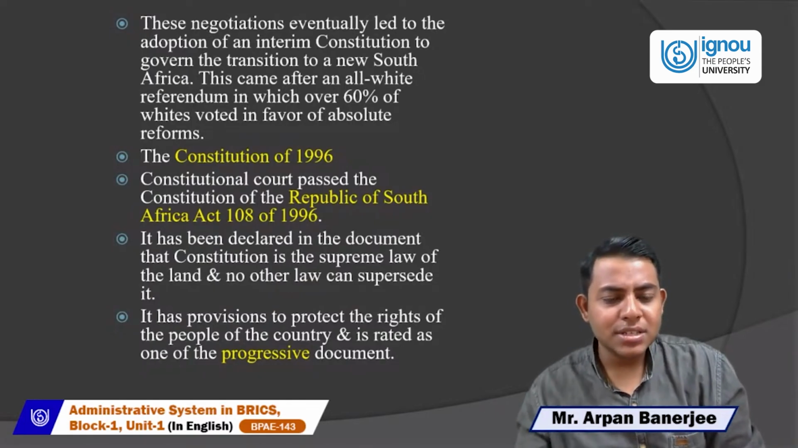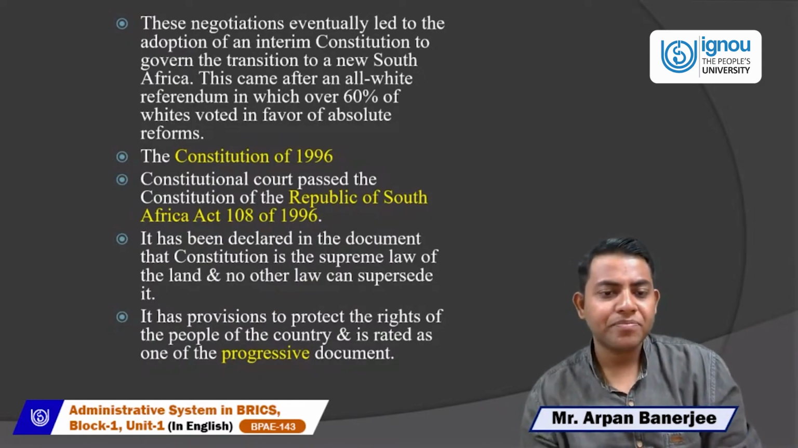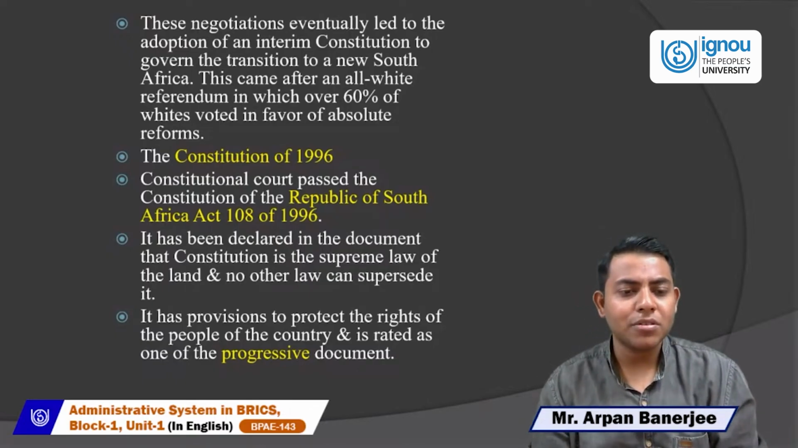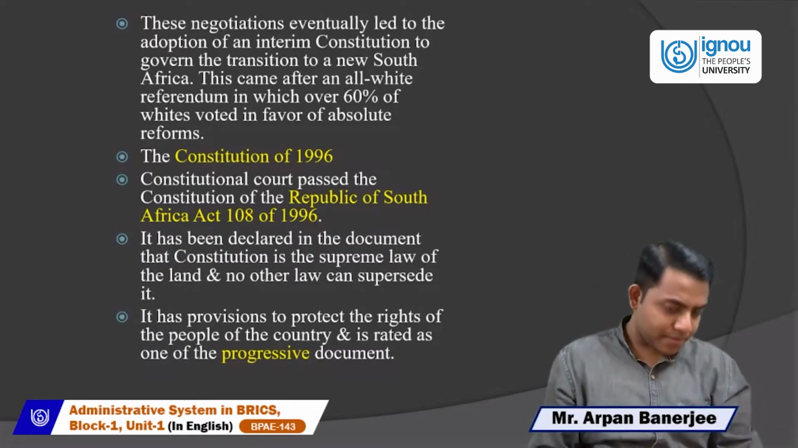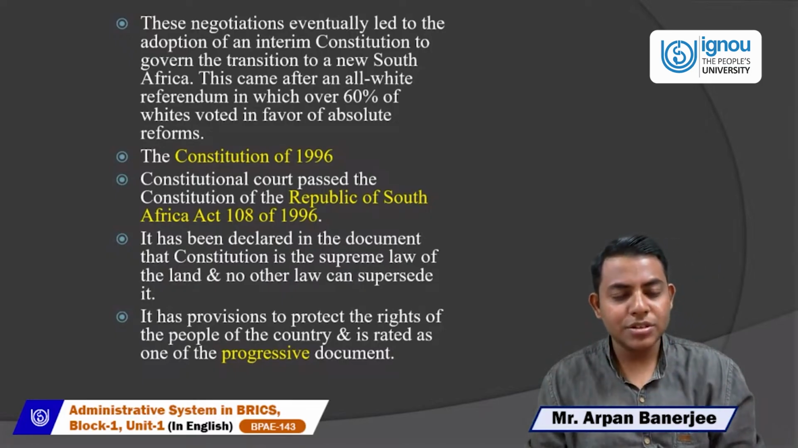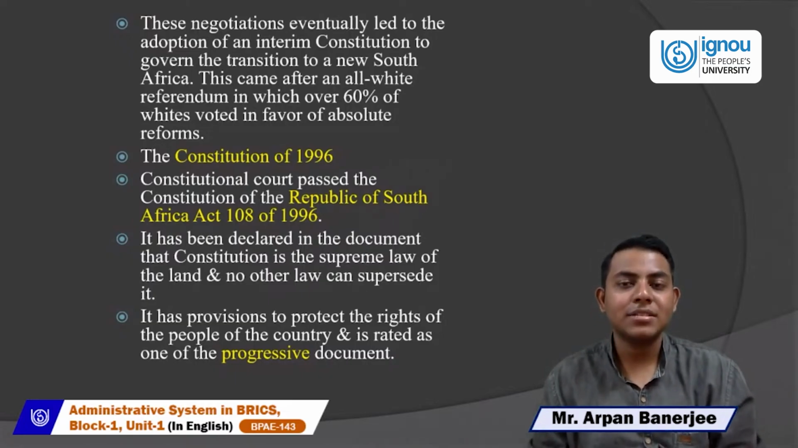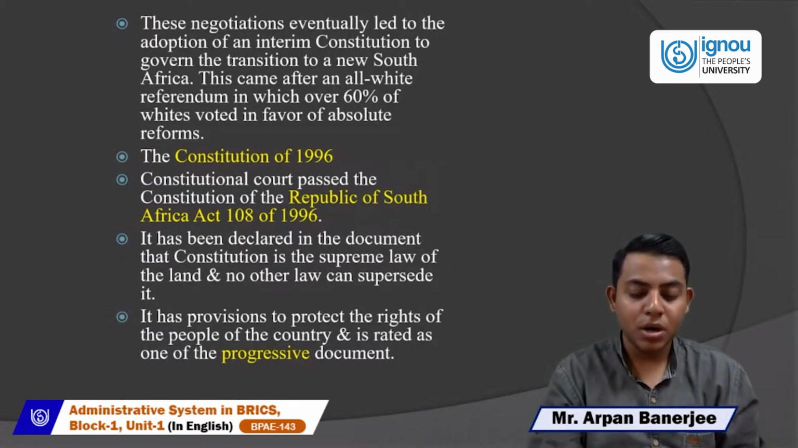So now let us discuss the Constitution of 1996. The Constitutional Court passed the Constitution of the Republic of South Africa Act 108 of 1996. It has been declared in this constitution that the Constitution of South Africa is the supreme law of the land, and no other law can supersede it. This constitution also has provisions to protect the rights of the people of South Africa, and it is rated as one of the most progressive documents in the world.